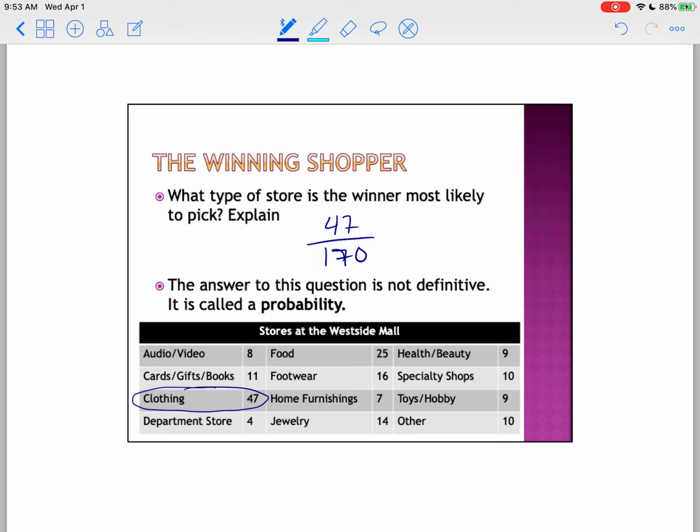47 divided by 170 is only about 0.276. And so that is the proportion of names in the box that are clothing stores. So there's a 27.6% chance that a clothing store will be picked out. That's only a little bit better than 1 in 4. I would say it's 3 out of 4 times you're not going to be picking a clothing store. So it's possible that you don't pick a clothing store. It's not necessarily going to be a clothing store, but it is the most likely.